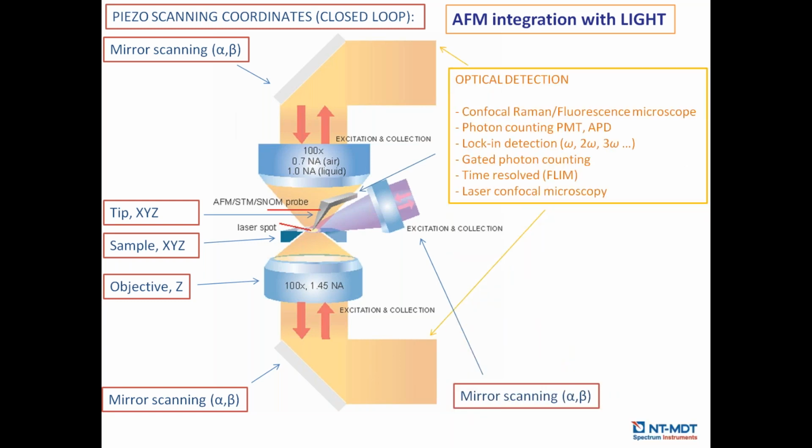And to detect, we can use a confocal Raman spectrometer, a fluorescence spectrometer, also photon counting, PMT, and avalanche photodiode. We can use a lock-in detection scheme, which allows us to detect at higher frequencies of tip oscillations, also gating of photon counting, which is important for fluorescence lifetime imaging. And we can do laser confocal microscopy.